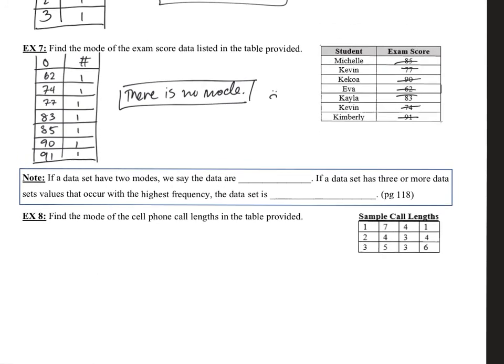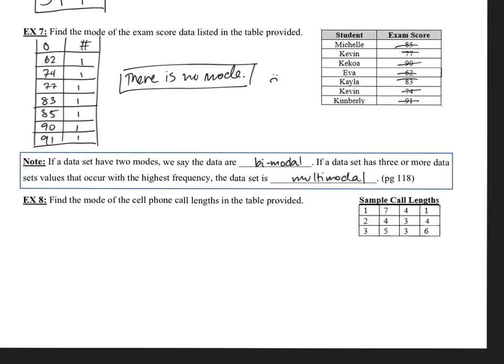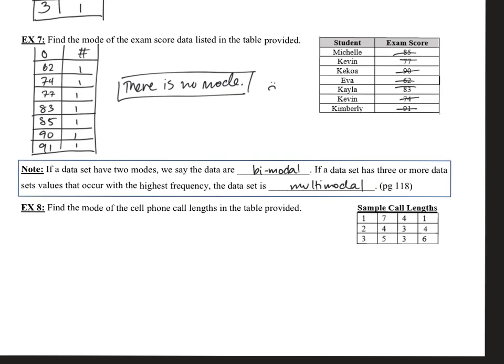Note, if a data set has two modes, we can say that the data are bimodal. If a data set has three or more values that occur with the highest frequency, the data set is multimodal. Let's take a look at this example. Find the mode of the cell phone call lengths in the table provided.